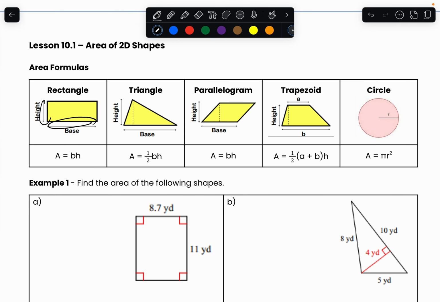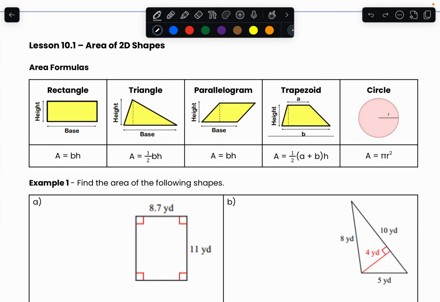Now the triangle is going to be base times height, but it's going to be half of it. So we take the base, we take the height, we multiply them together, and then we divide it by 2, or you can just multiply it by 1/2. It will be the same. Now, a parallelogram has the exact same formula as a rectangle, just base times height.